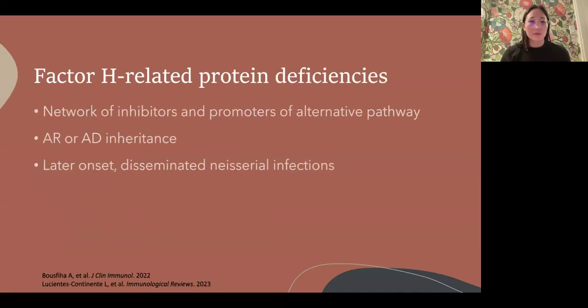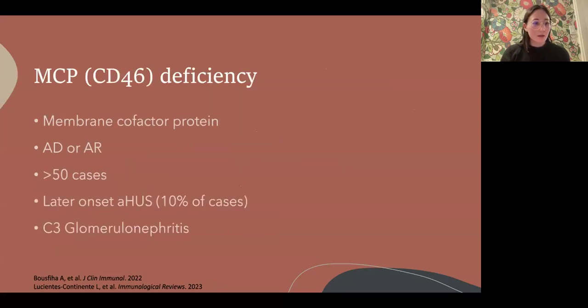And then there are these factor H related protein deficiencies, just to note that there's this whole network of inhibitors and promoters of the alternative pathway that can go wrong. And then this is called the membrane cofactor protein. It's a cofactor for factor I. There are not that many cases of it, but you'll present with later onset AHUS or C3 glomerulonephritis.